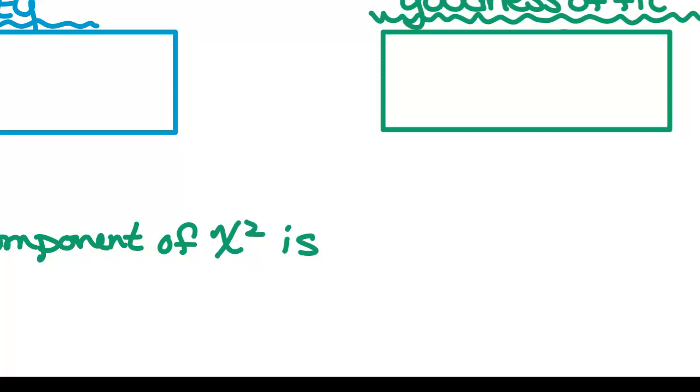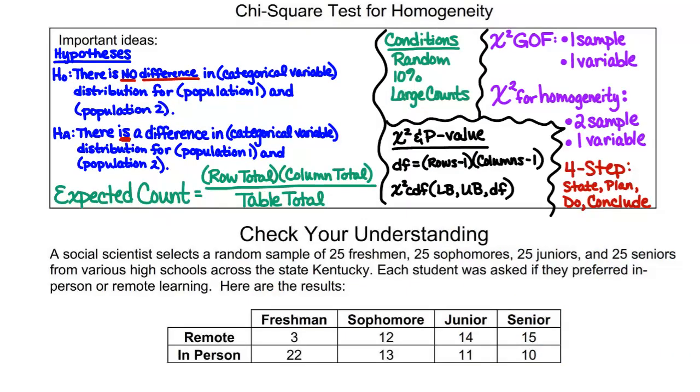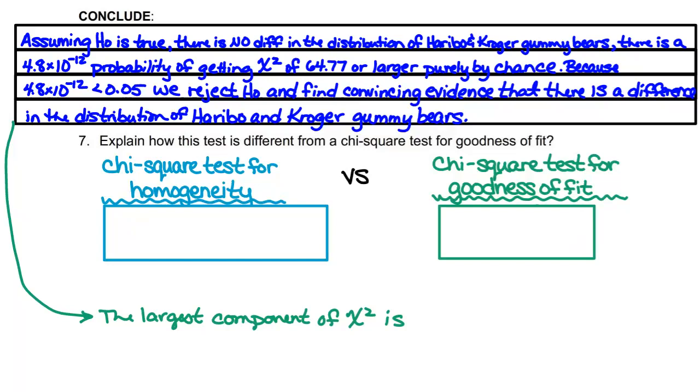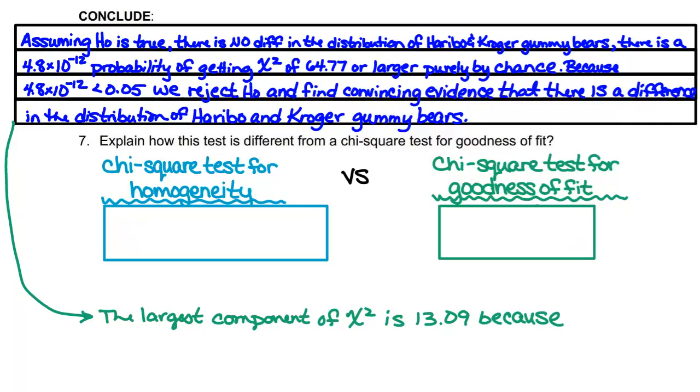What'd you say? Well, let's go look. Let's look at the numbers that we added together. This is what we're looking at here. Which of these is the largest component? 13.09. So that's what we're going to use for our follow-up analysis. Oops, went too far. Not far enough. Is 13.09 because that 13.09 went with which piece?